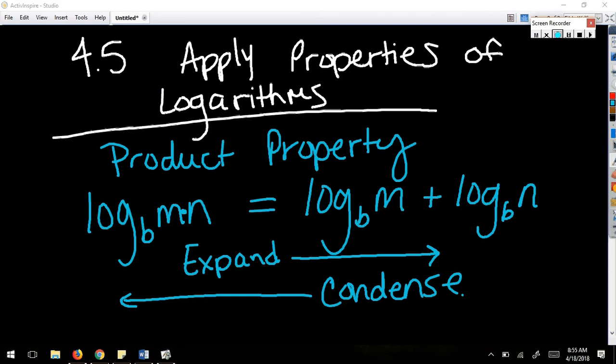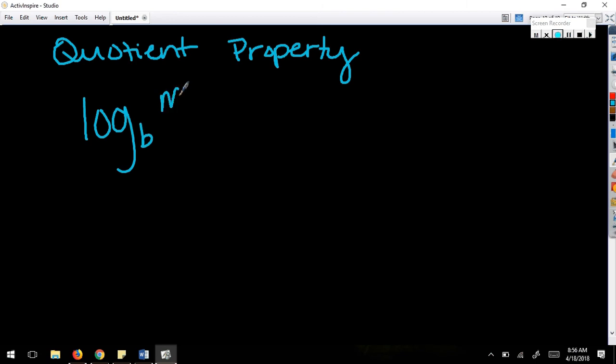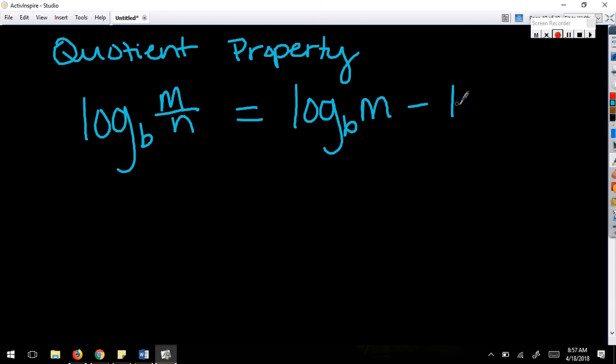The next one's quotient property. Same thing. If I am dividing, same base, but I'm dividing, tell me what I do. Subtract. So I'm going to do the same thing here. I'm going to keep the base the same, and that's the key here, just like with exponents, the bases need to be the same. Left to right would be what? Expand. How about right to left?